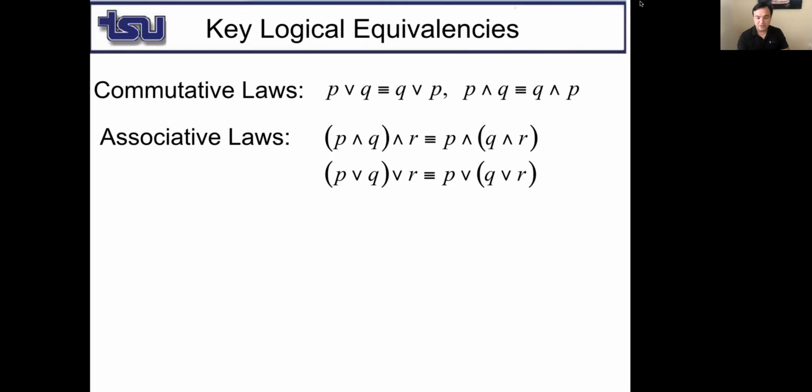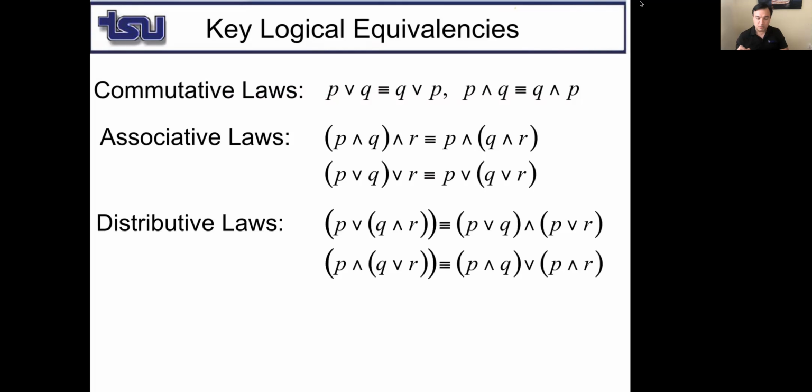For example, here P and Q and R. As long as these are all AND, you can put the parentheses anywhere you want. Or as long as they are all OR, you can put the parentheses anywhere you want. That's the associativity law. But this one is important: distributive laws.